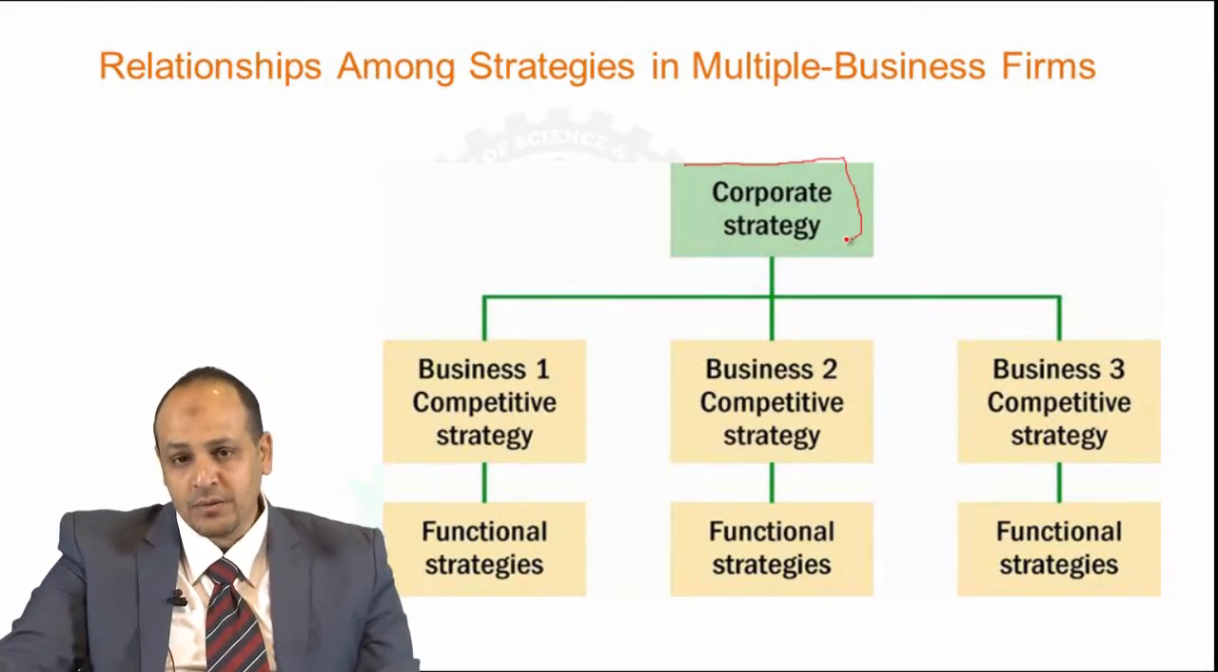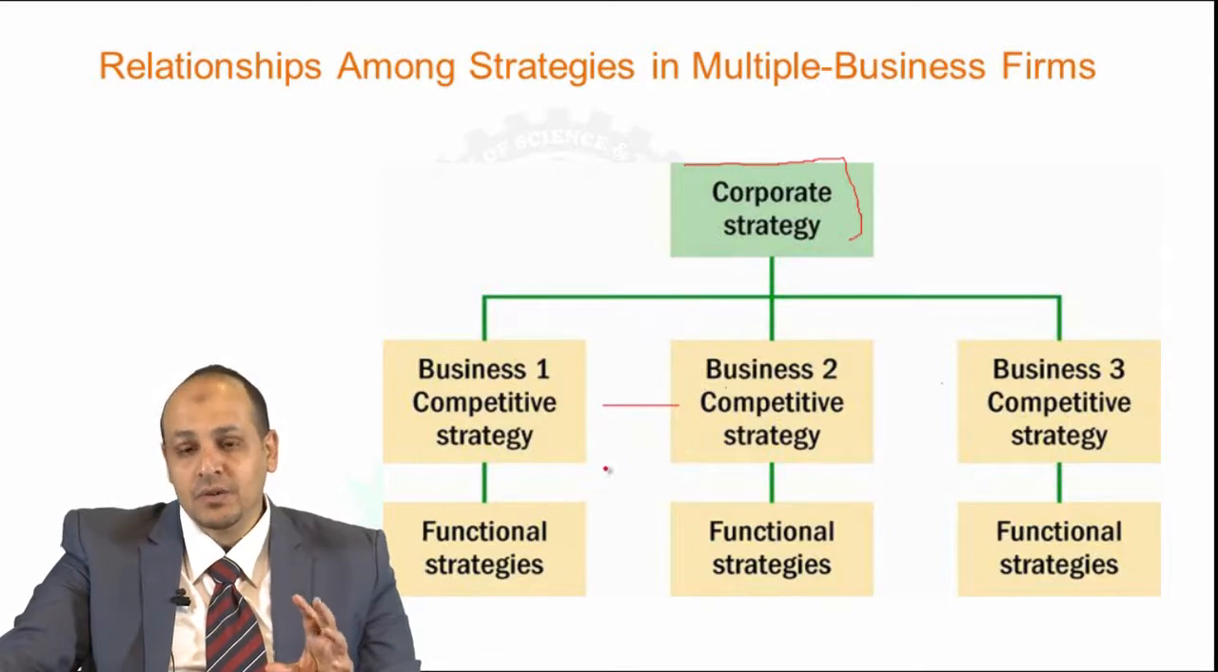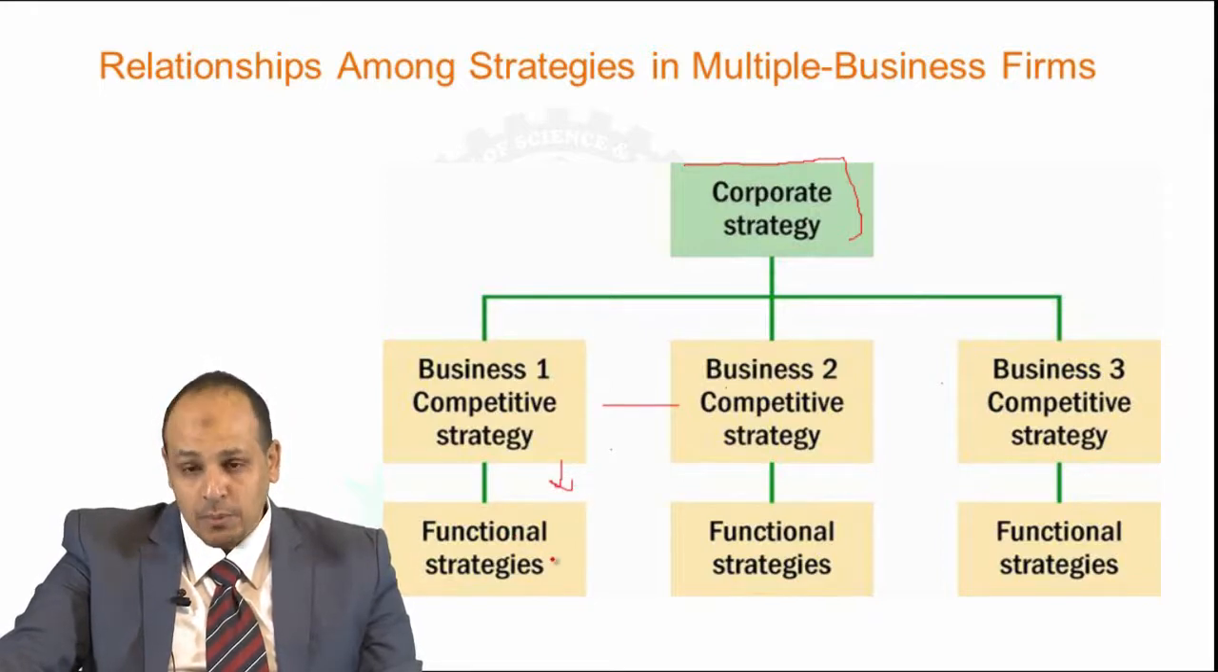So we have the corporate strategy, for example business 1, competitive strategy, business 2, business 3. This is the level of the company's objectives, and these are the departments. These strategies will be set into smaller, functional strategies. For example, the marketing department will have its own strategy, the financial department will have its own strategy, and the production department can also have its own strategy.